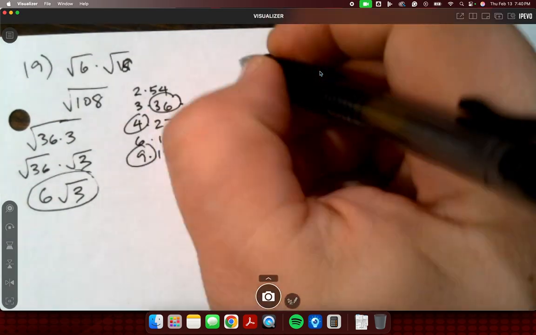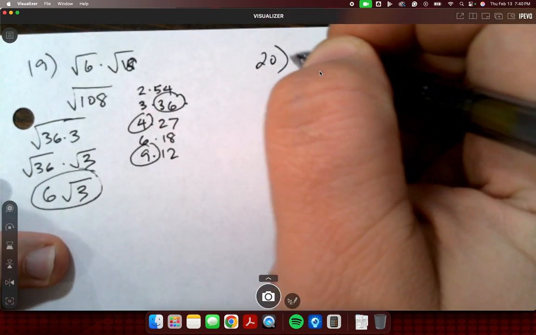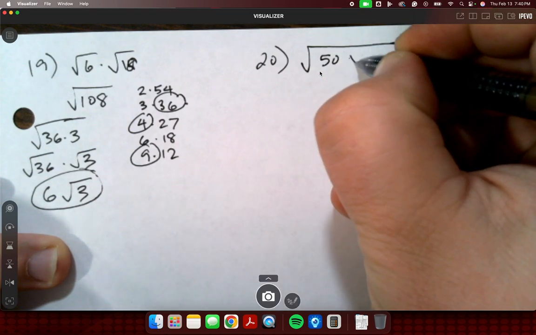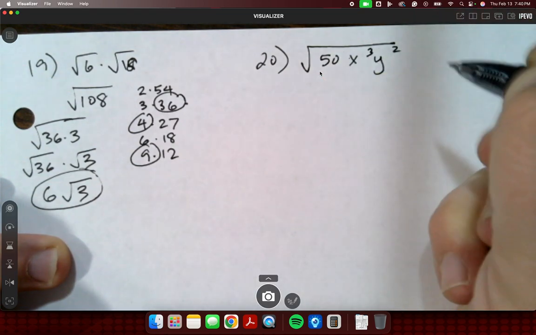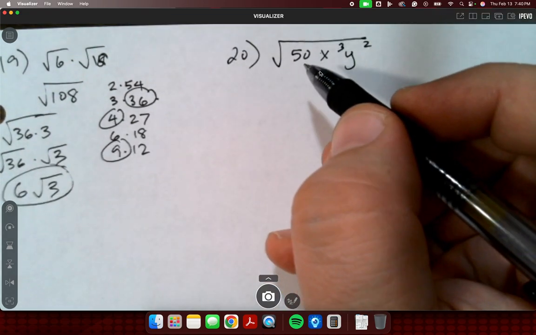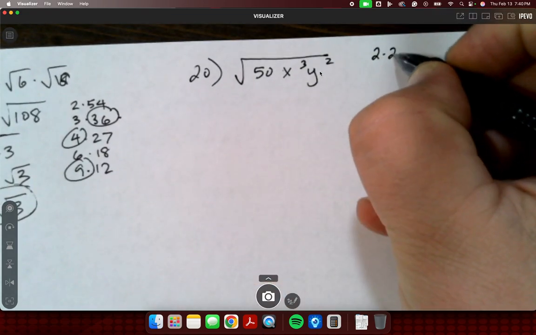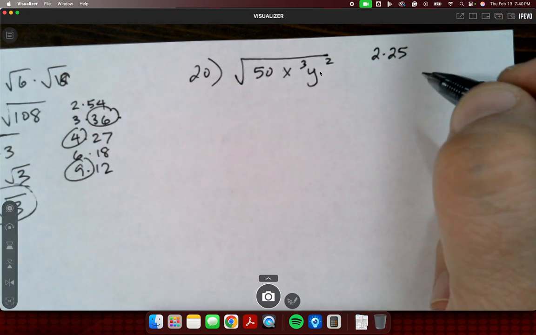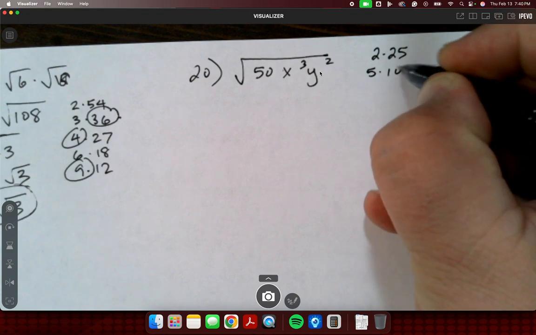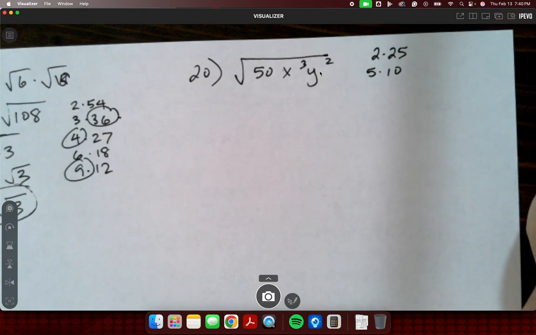Now 20 adds in some variables. On this, what I encourage you to do is focus on the number and the variables as 2 separate things. It's easier to break this into 2 pieces. So first, let's focus on the number, 50. 2 times 25, there's a perfect square. 3 is a no, 4 is a no, 5 times 10, and that's all. So we'll use this one, the 25.